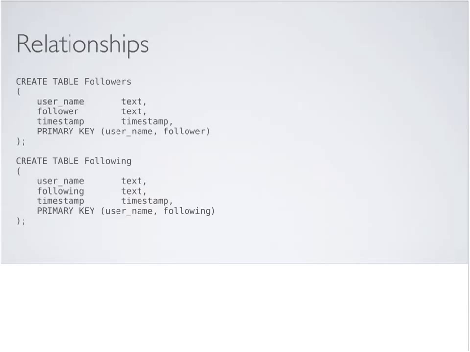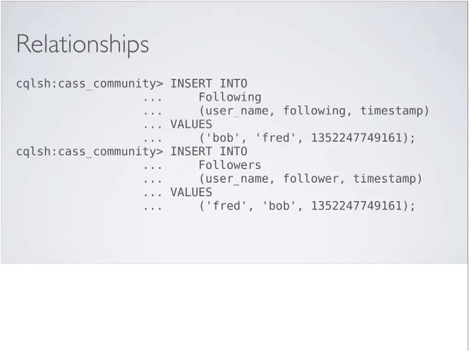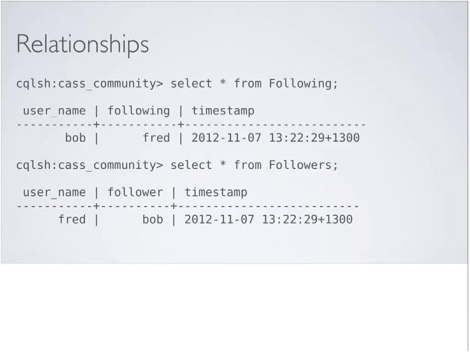Relationships are a little bit trickier. We need 2 tables to store the reflective relationship of followers and following. And we can insert into following and say Bob is following Fred, and insert into followers and say Fred has a follower called Bob. And of course, we would use these when delivering tweets to write into the user timeline. You select back and see that that's pretty simple there.